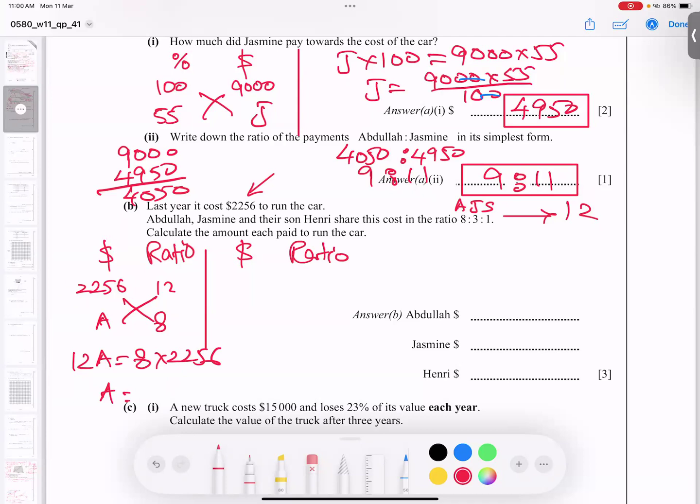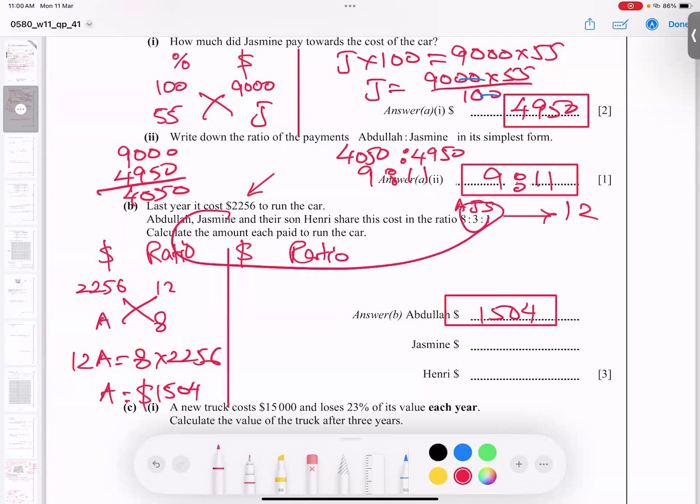My answer is coming $1504. Alhamdulillah, Abdullah's amount, I got it. Alhamdulillah, Rabbil Alameen. Now this is clear. Now I'll go for Jasmine, the middle one, 3. Same values, everything the same, so I write it simple and clear.